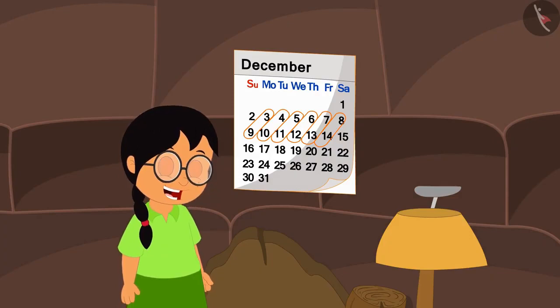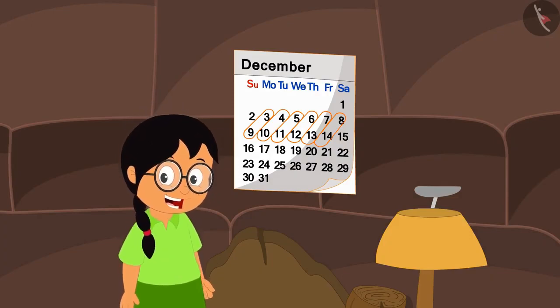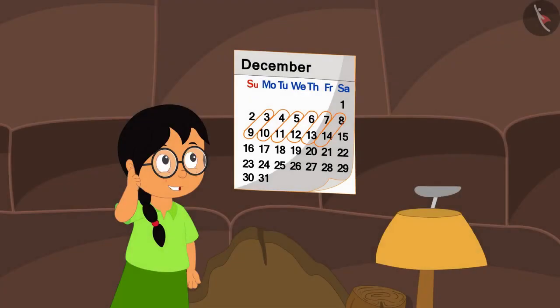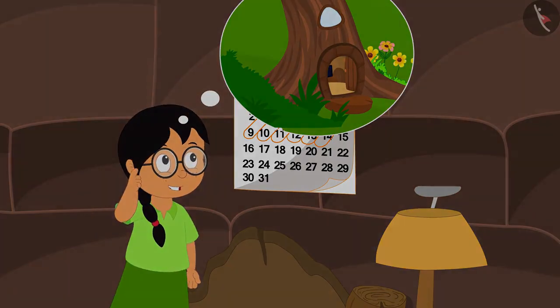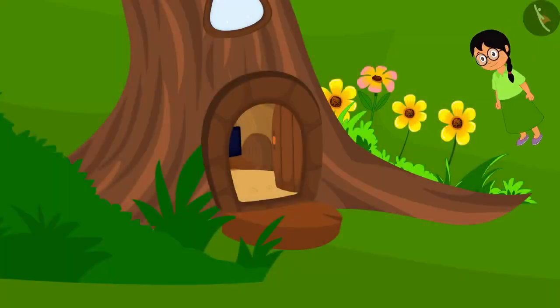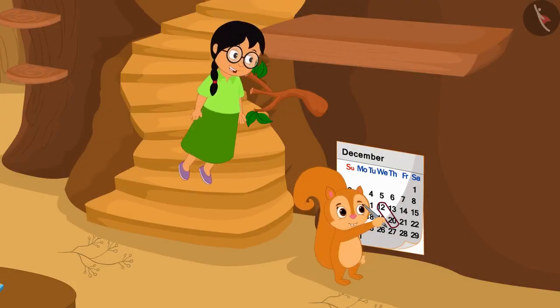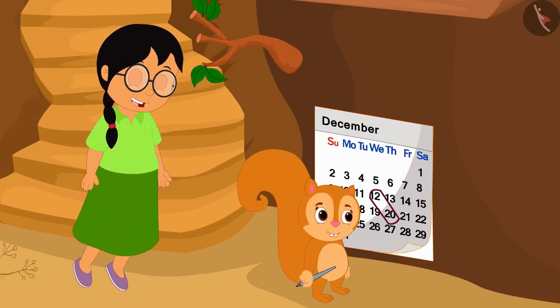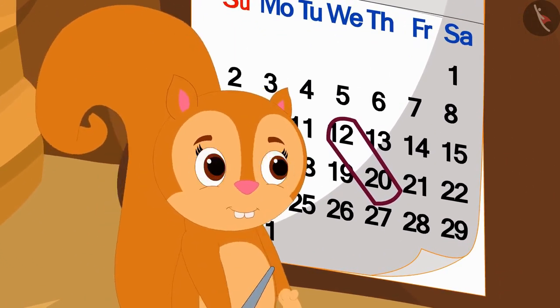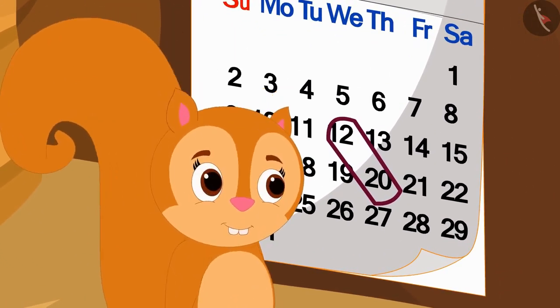Meenu got very excited upon seeing this pattern. Now Meenu thought that she should fly to Chanda's house and see what Chanda is doing. When she reached Chanda's house, she saw that Chanda was encircling 2 dates like this on her calendar.